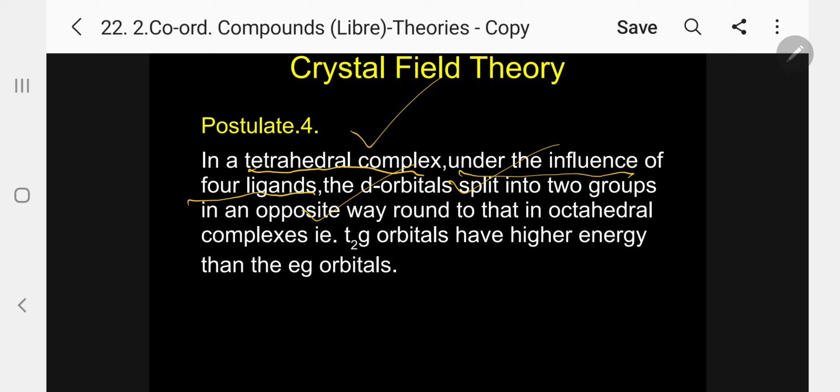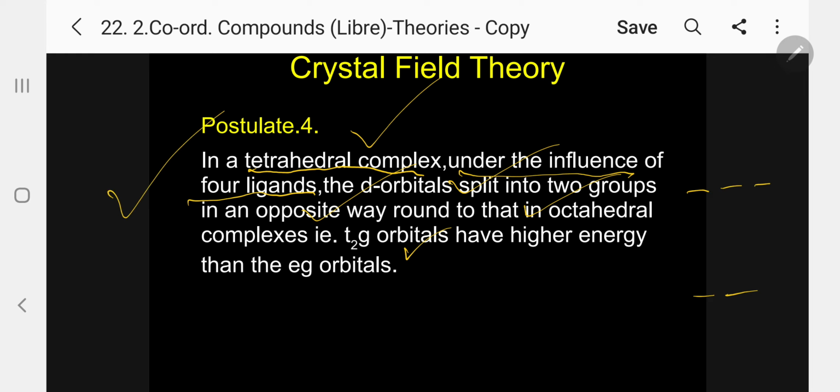way, opposite to that of the octahedral complex. That is, the T2G orbitals have higher energy than the EG orbitals. So 3 below 2. Kindly follow. So this is postulate 4.